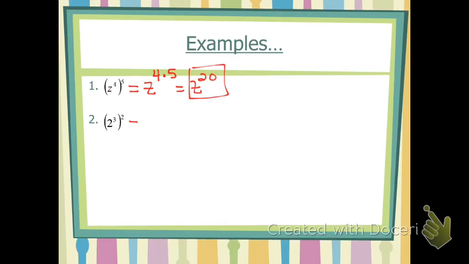For number 2, the base is a 2, so we keep the 2 and we multiply the exponents, and we get 2 to the 6th. Now because the base is a numerical value, you could put this into your calculator. 2 to the 6th equals 64, but it's probably just easier to keep it as 2 to the 6th, although 64 is also correct.